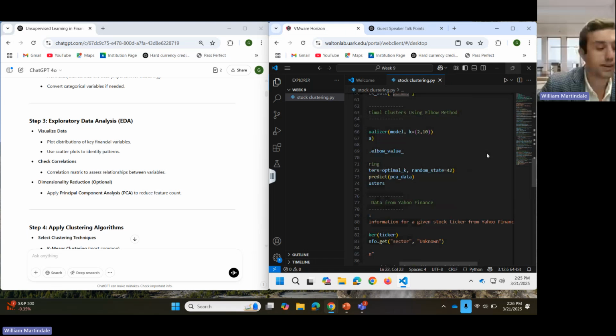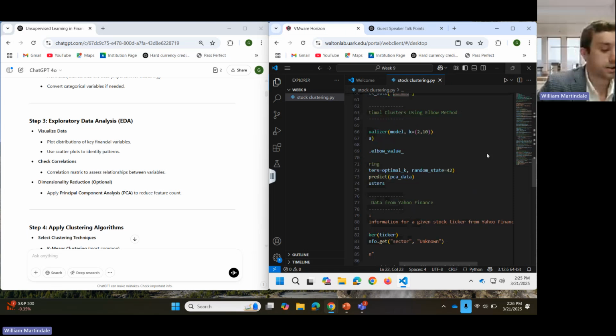The next part was using groups, and to do this, I implemented k-means clustering. But first, we need to determine the optimal number of clusters using the elbow method, which suggested that k equal to 5 was the best choice. And then we applied k-means and used PCA, which is principal component analysis, to reduce the data set to 2 dimensions for better visualization.